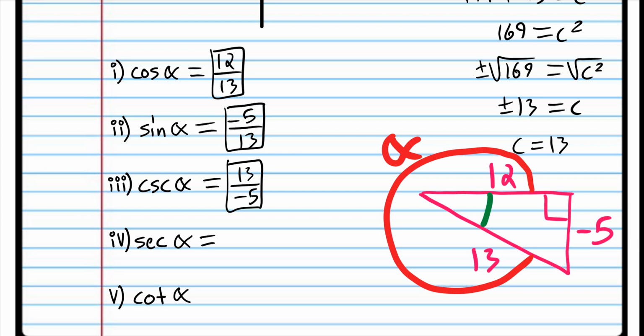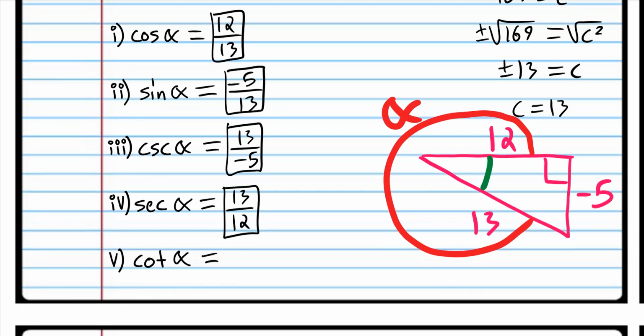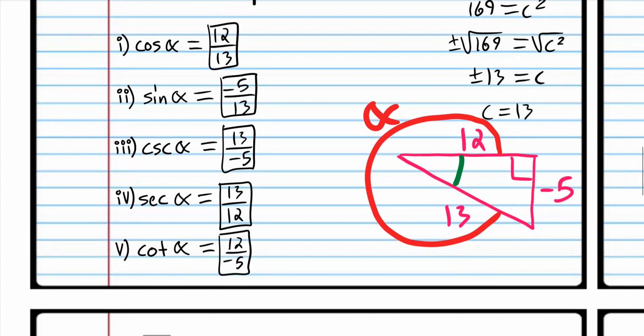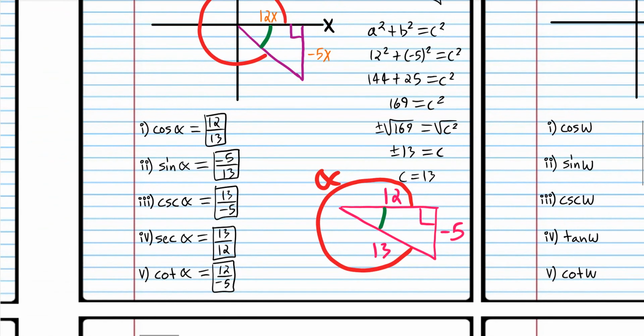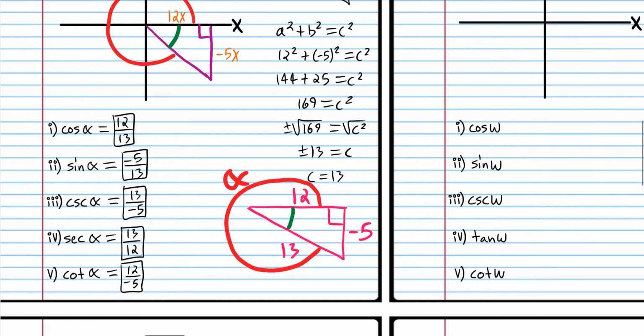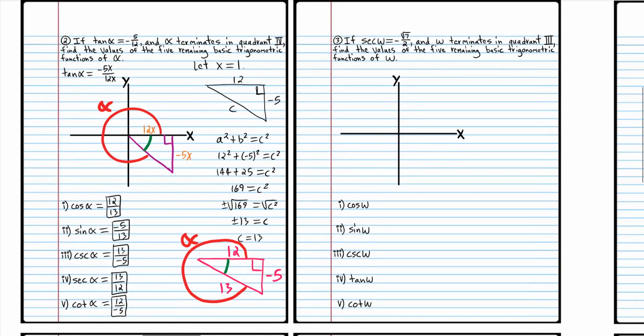Secant alpha is the hypotenuse divided by the adjacent side of the green reference angle. And cotangent alpha is the adjacent side of the green reference angle divided by the opposite side of the green reference angle. So there you go. Let's try one more problem before you attempt one on your own.